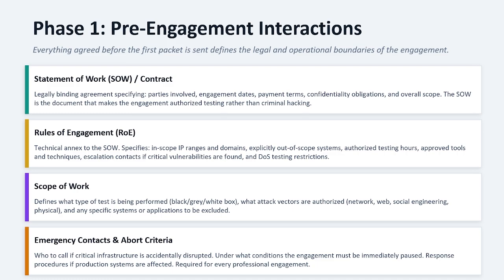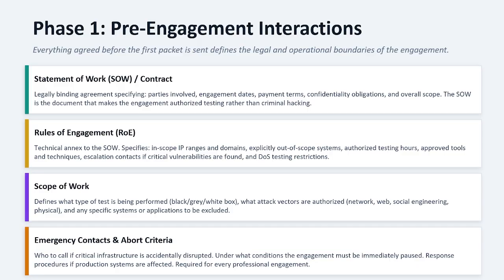If you are doing this on your own, it's highly recommended that you speak with a lawyer ahead of time just to make sure that you are legally covered. That way, if anything happens, you have this legal document to fall back on. The rules of engagement is going to be added to that statement of work. This will typically list IP ranges, domains, systems that you can and cannot access or test, hours that you can or cannot test, tools, techniques, and contacts, that sort of stuff.